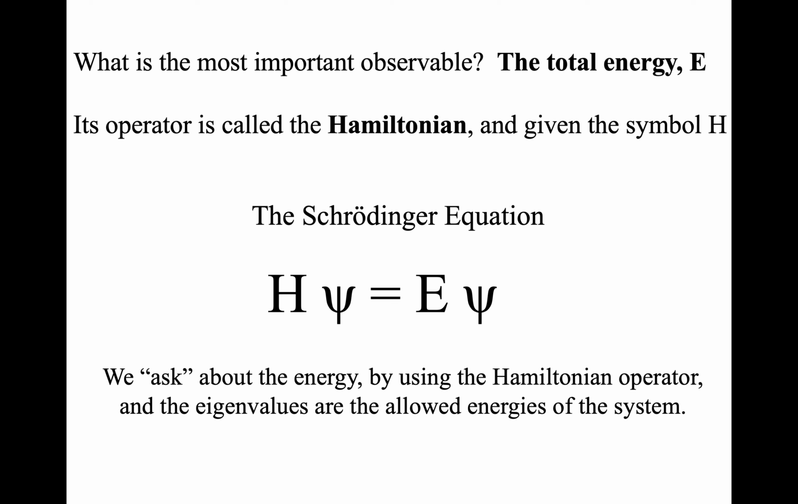So what we're going to do is, within our expression right here, we're going to ask about the energy. We want to know an energy. So in order to ask that question, we'll use the appropriate operator, which would be the Hamiltonian. And then the eigenvalues that we get, those are the allowed energies for the system.